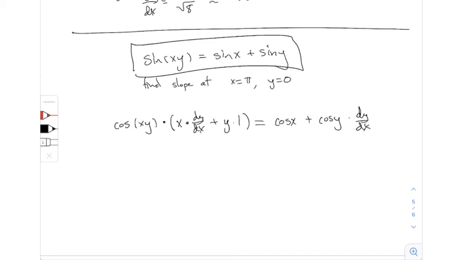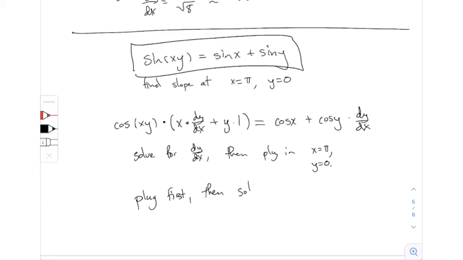Our next step would be to solve for dy dx and then plug in whatever values we want. Now, in this case, just looking at that, I don't really want to solve for dy dx in there because it's so weird. Rather than solving and then plugging in, we want to solve for dy dx, then plug in x equals pi, y equals 0, right? It's almost always easier to plug the values in first and then solve for dy dx. Once I plug in x equals pi and y equals 0, a lot of this will simplify itself, and then it will be much easier to solve. So actually, don't do it in that order. We should plug first, then solve. This is going to be easier.